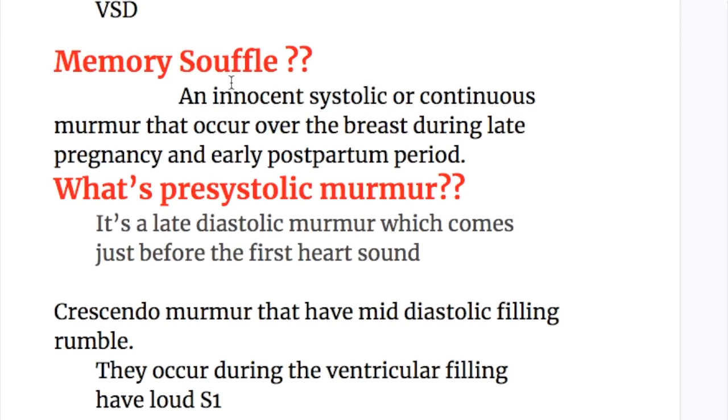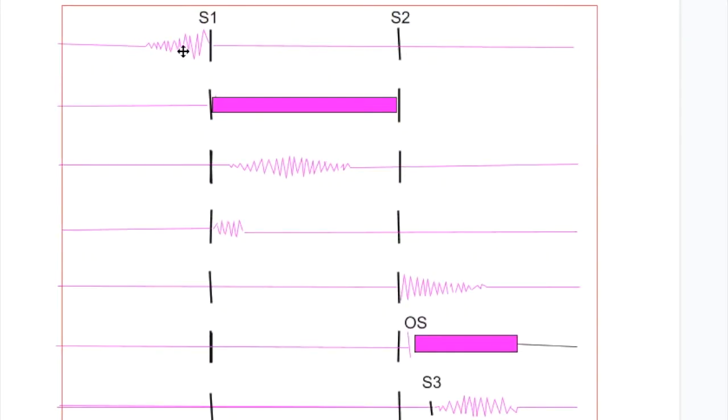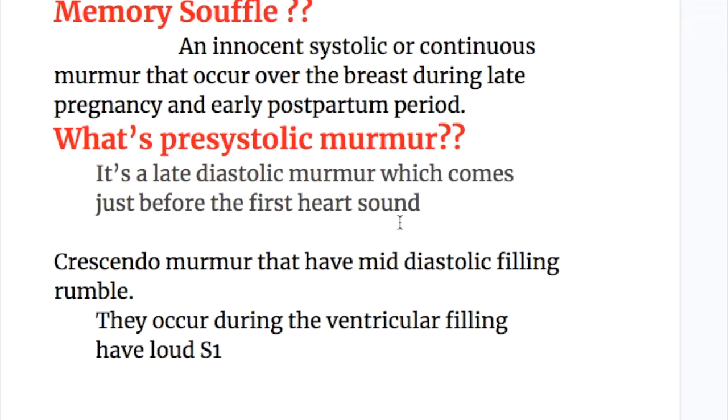What's mammary souffle? An innocent systolic or continuous murmur that occurs over the breast area during late pregnancy and the early postpartum period. What's a presystolic murmur? A presystolic murmur is a late diastolic murmur. This is not a systolic murmur, it's a diastolic murmur and causes a loud first heart sound.